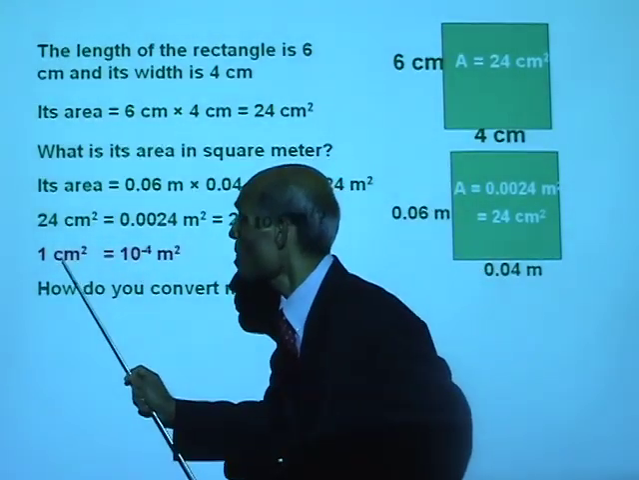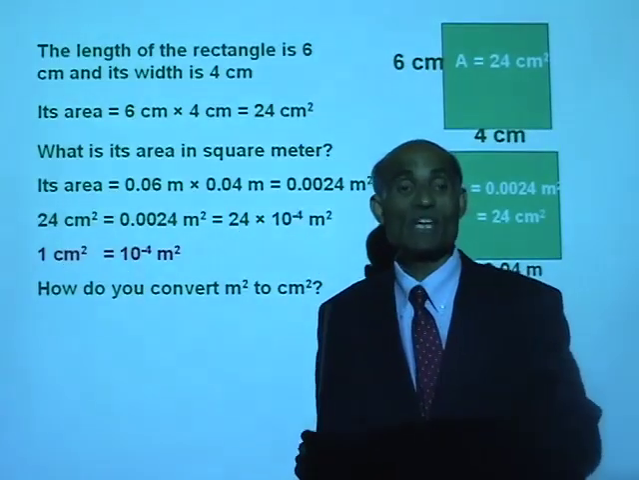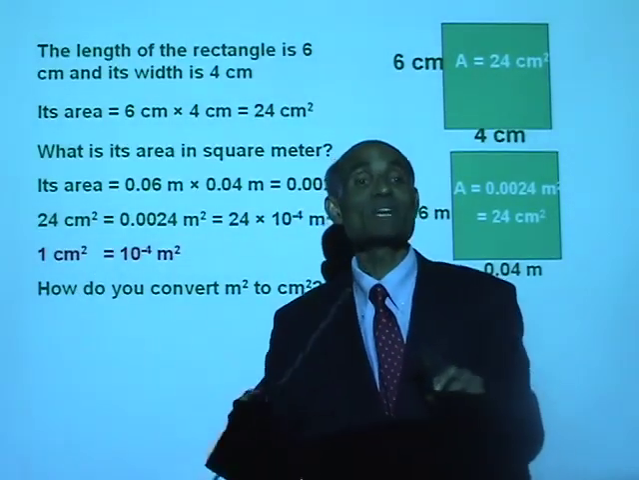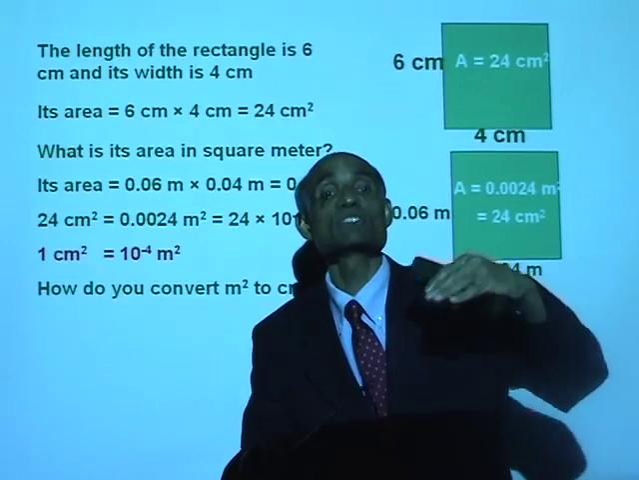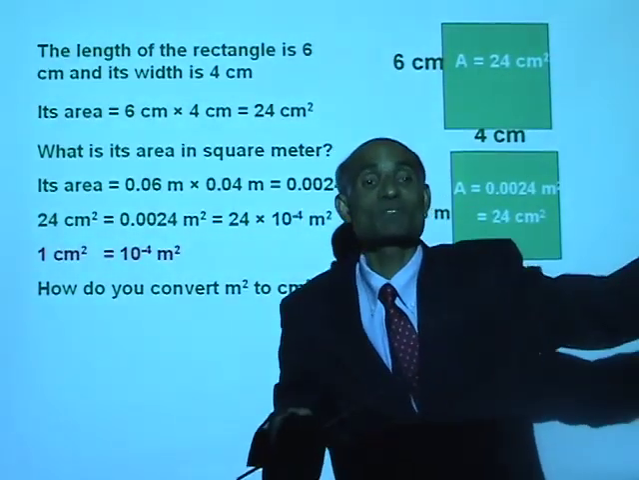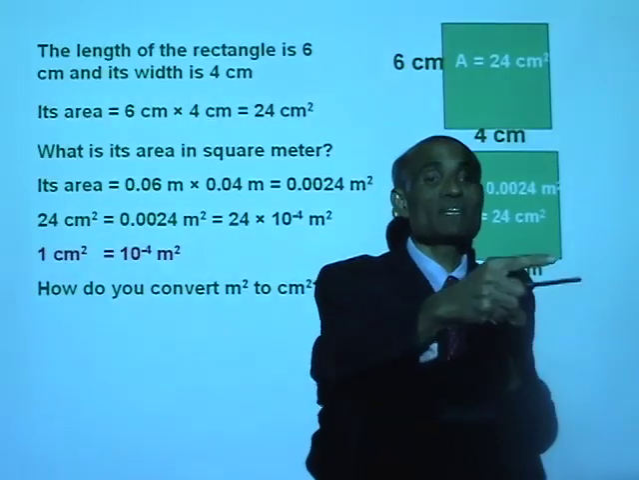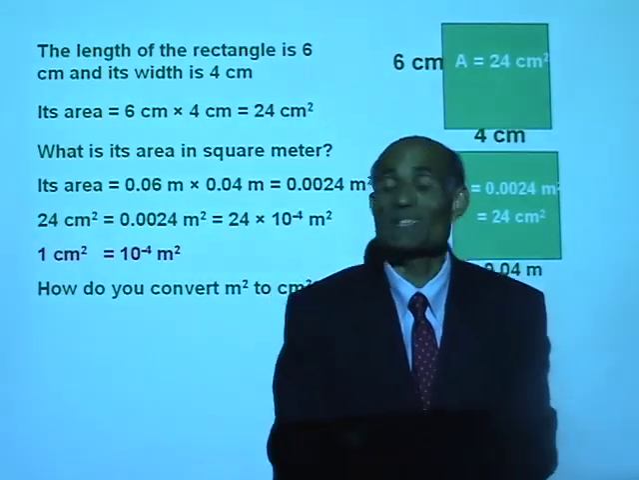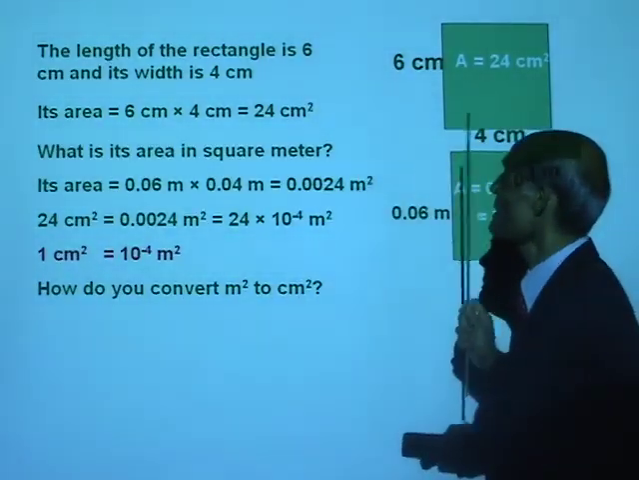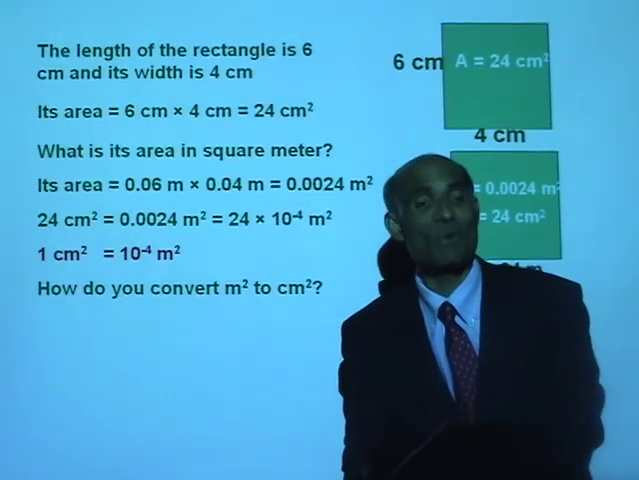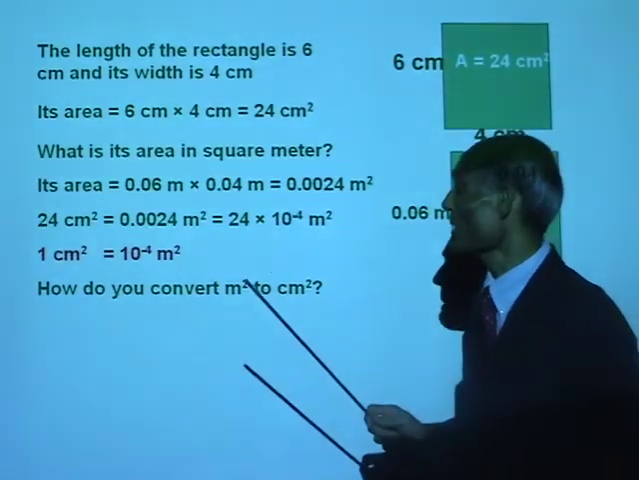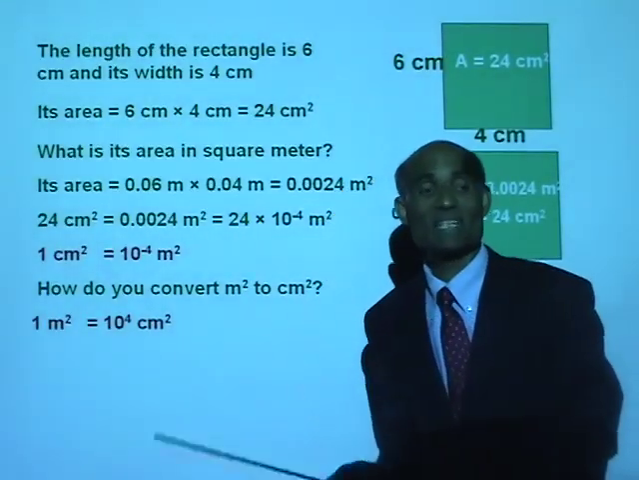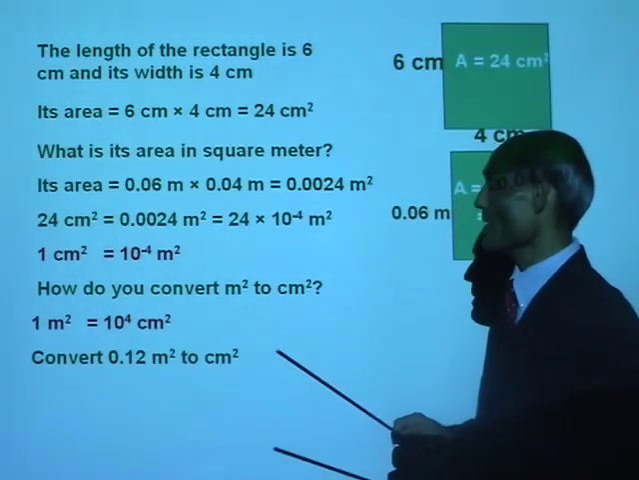1 centimeter squared is 1/10,000th of a meter squared, which means a meter squared contains 10,000 centimeters squared. You see, 100 centimeter multiplied by 100 centimeter is 10,000 centimeters squared. So how do you convert meter squared to centimeter squared? The answer is multiply by 10 to the power of 4. 1 meter squared is 10 to the power of 4 centimeters squared.